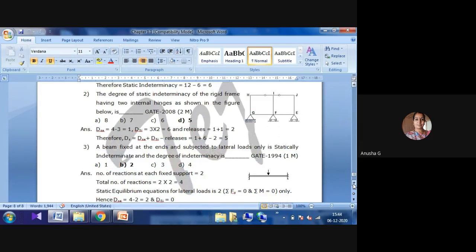Next, you will go for the rigid frame having the 2 hinges. The degree of static indeterminacy of a rigid frame having 2 internal hinges. Here you can observe clearly the 2 internal hinges, and then another one is 3. First, observe the external one. This one is hinged, which is 2, roller is 1, another roller is 1. That is 2 plus 1 plus 1, 4.